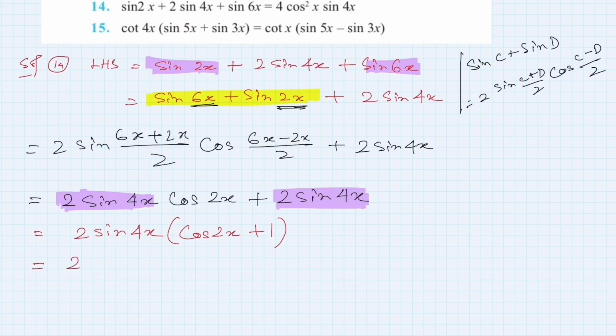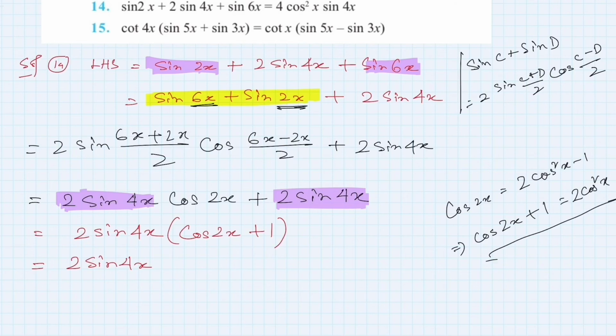Now 2 sine 4x, we know that cos twice x, we have got this identity or formula already. What was the identity here? Cos twice x is equal to 2 cos square x minus 1. So that's why we can write cos twice x plus 1 is equal to 2 cos square x. Now use this identity here, and doing so we will get 2 cos square x.